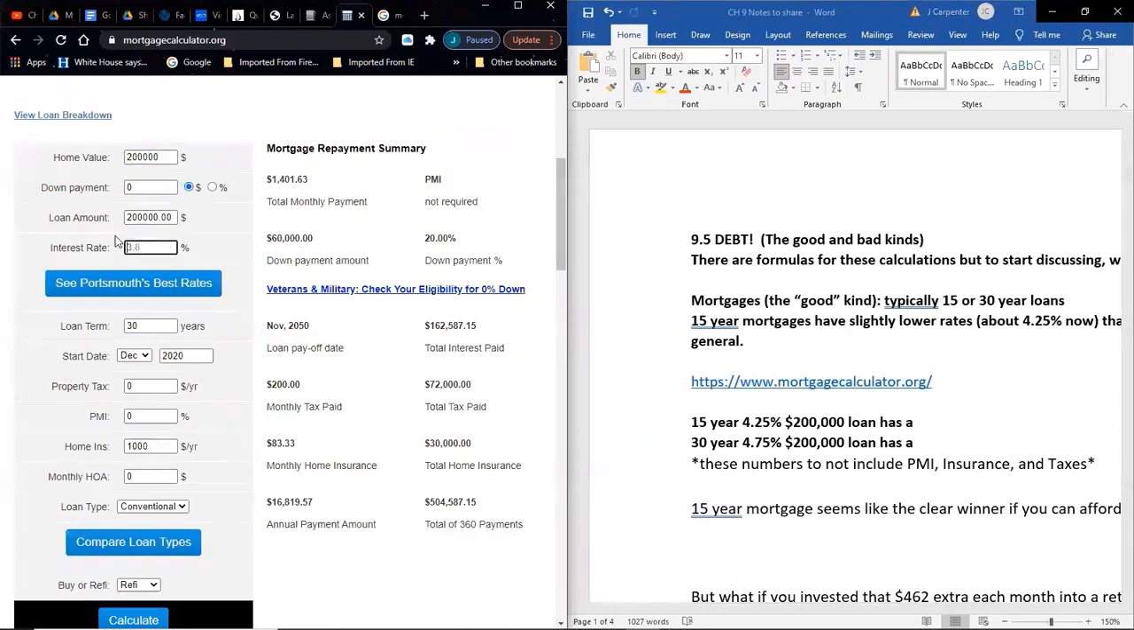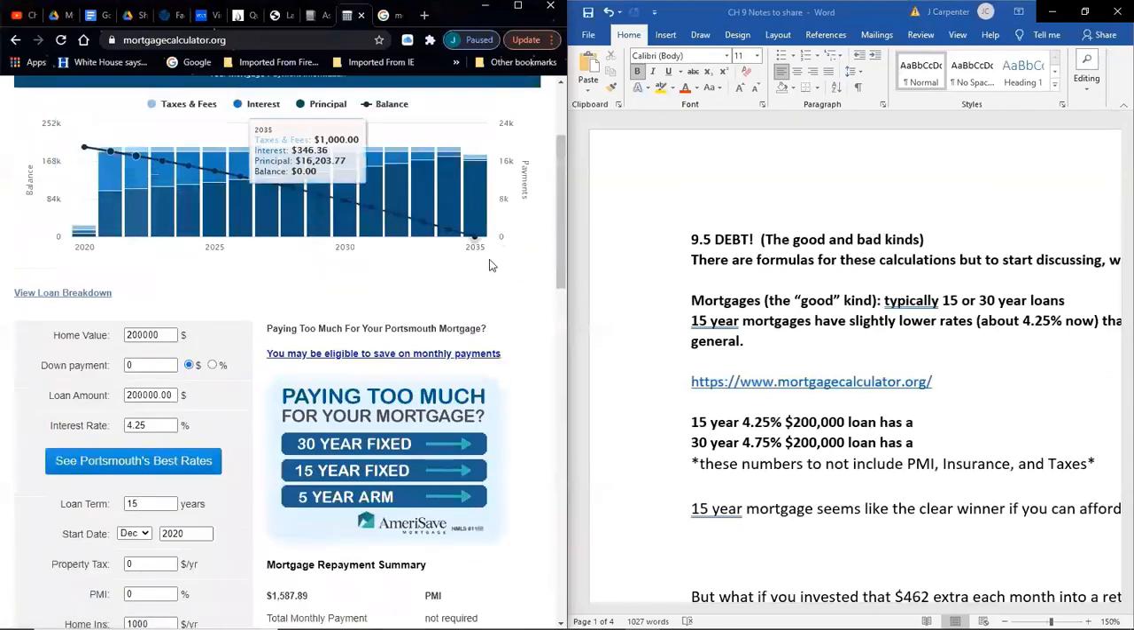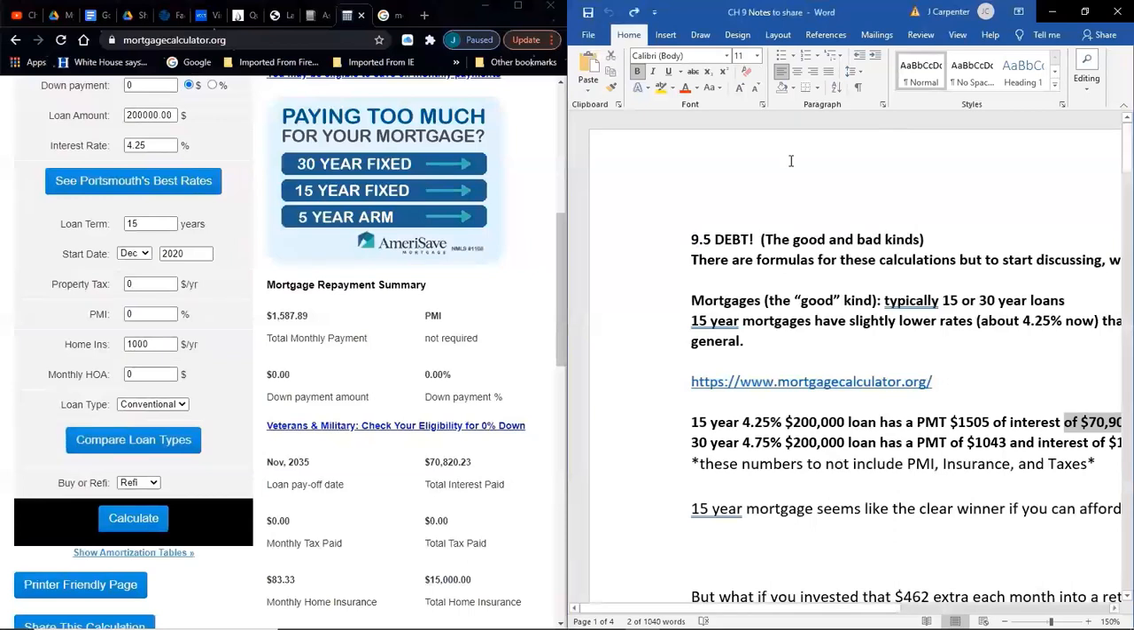All right, so we can see the loan amount, the interest rate. We're going to do the 15-year first at 4.25, and the loan term 15 years. You can put in whatever start date you like. I'm not going to worry about that. And then we're going to click calculate. We get all these graphs, which I'm not going to overanalyze. There's so many ads on this. Oh my Lord, I'm going to put an ad block on this person's computer. And you can see that you get a monthly payment of $1,587.89. And we can see that over the 15 years, we're going to pay $70,820. So if I hit undo enough, you can see both of those numbers pop up.